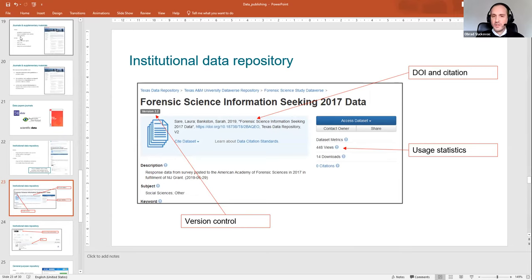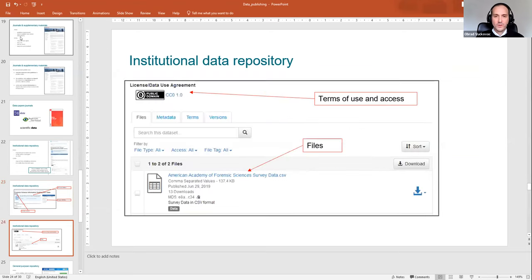Yes, when demonstrating your institutional repository, always point out these good things, like if you provide a PID, like a DOI, it's a good thing. If you have user statistics, it's great. It's great if you have version control. That is all very much included in most data repositories. Also licenses, different types of files and how many files can be there, metadata, terms of use, and so on.